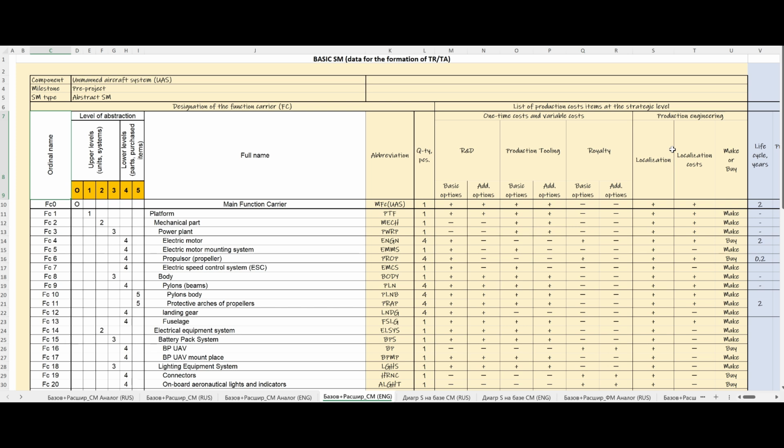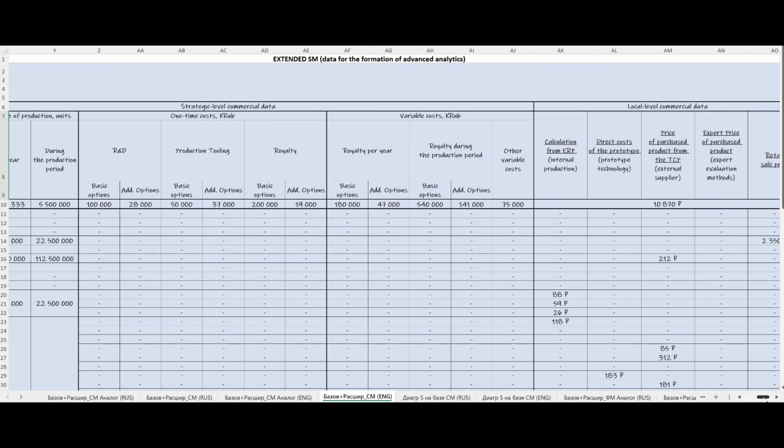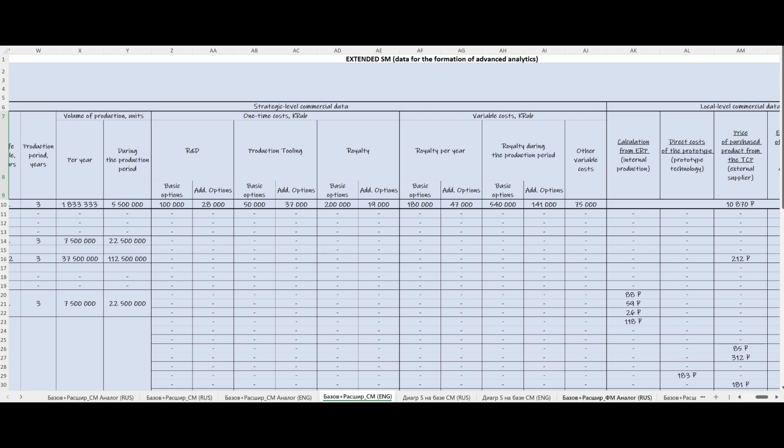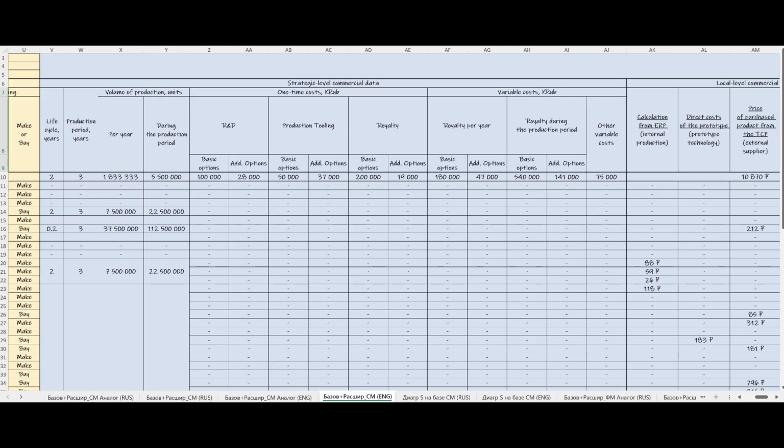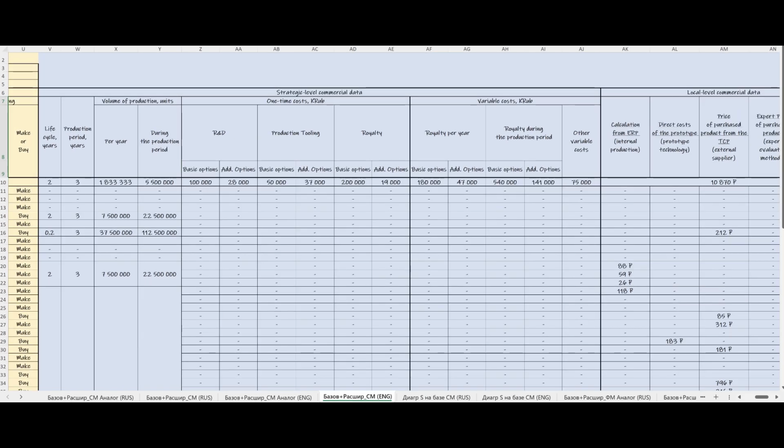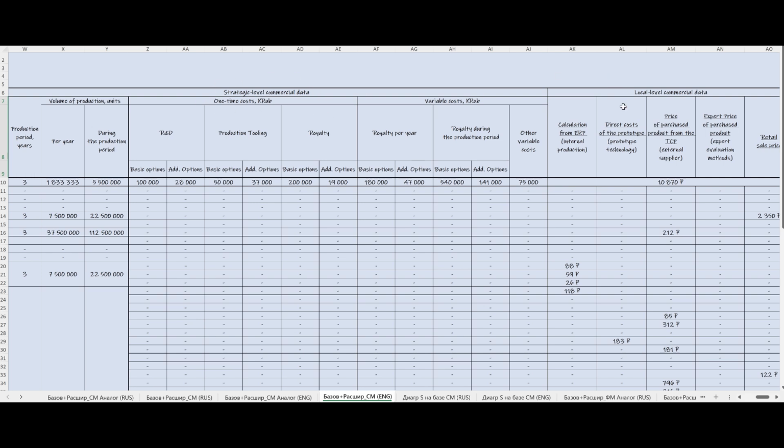The columns R&D, tooling and royalties are additionally divided into the columns basic options and additional options in order to make the assessment of current one-time costs at the milestone more accurate. Information about basic and additional options was previously entered by us in the column option list of the table of analytics. Let's consider the process of filling the extended structural model, highlighted on the screen in purple. The extended structural model consists of two blocks of columns, namely a block of commercial data at the strategic level and the commercial data on the local level.